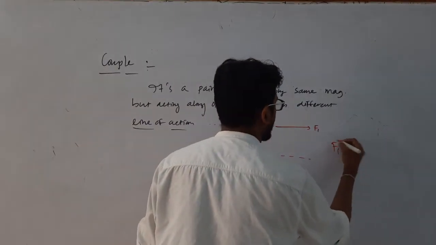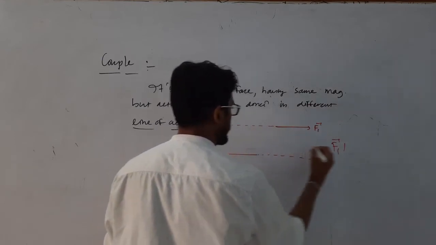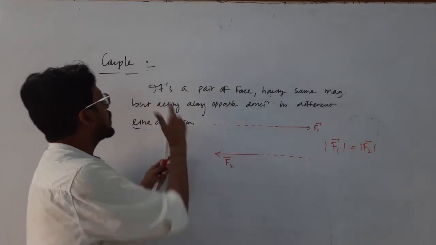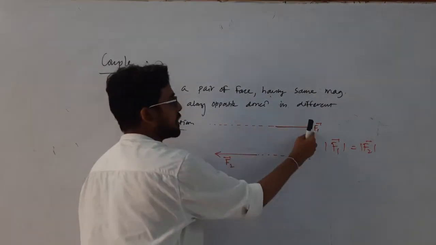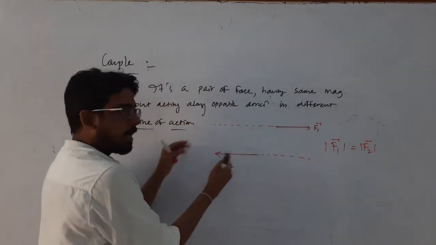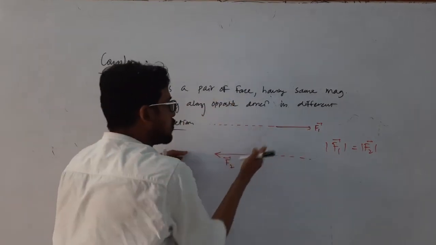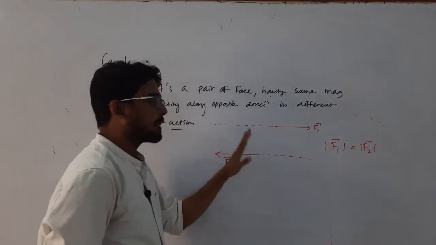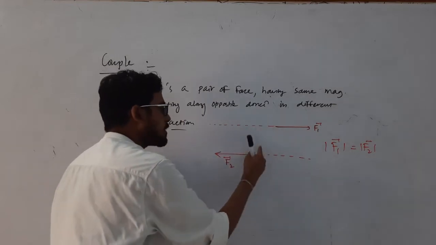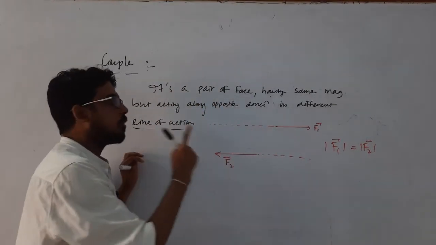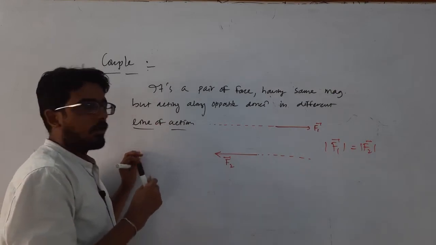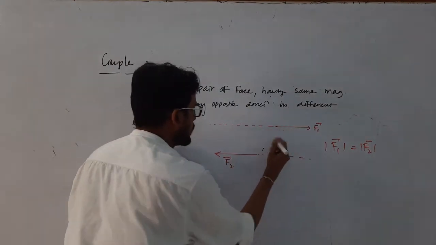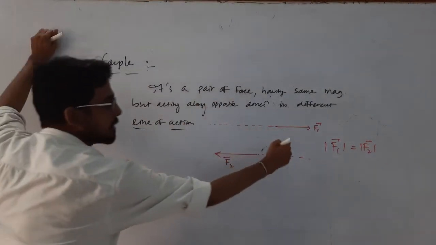and here I can write the magnitude of F1 vector is equal to the magnitude of F2 vector. Then in this case, according to the definition of couple, as two forces equal in magnitude, opposite in direction, act along different lines of action, these two forces are known as a couple. Okay, couple means a pair. So these two forces are known as a couple, and these two forces are the cause of producing a turning effect, or these forces can produce torque. Okay, so what is the perpendicular distance between them? So we can write, this is an example of a couple.